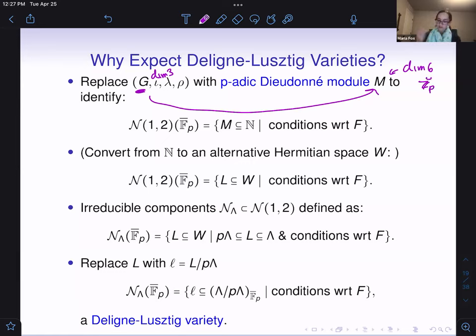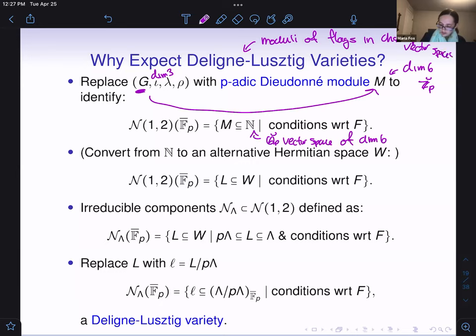And then, as we said before, we can view them as varying lattices inside one fixed vector space. This is a Q_p breve vector space of dimension 6. Because they're coming from p-divisible groups, it's not arbitrary lattices. They'll have some conditions. This is our first step. And remember that Deligne-Lusztig varieties are supposed to be moduli spaces of flags in characteristic p vector spaces. So far, we have lattices in a p-adic vector space, so we're not quite looking at the right thing. But how we can go from something p-adic to something characteristic p is to reduce modulo p. That's essentially the approach.